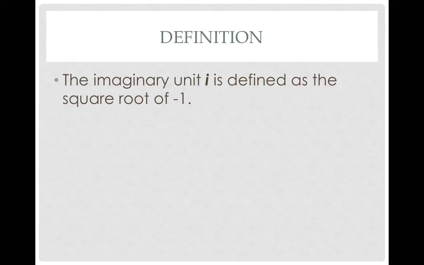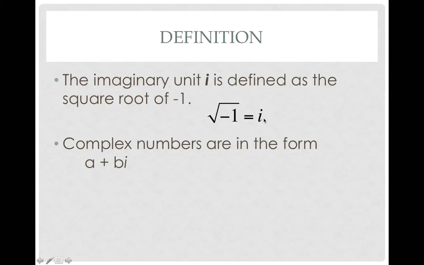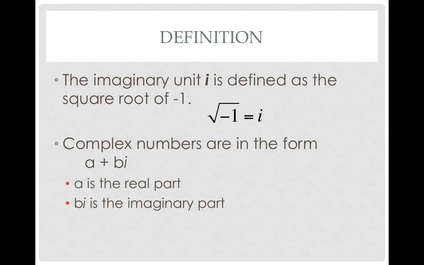The imaginary unit i is defined as the square root of -1, or in other words, the square root of -1 is defined as the letter i. All complex numbers can be written in the form a plus bi, where a is the real part and bi is the imaginary part.